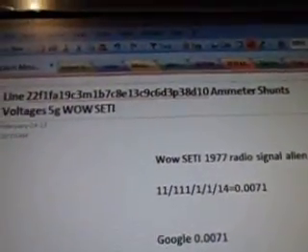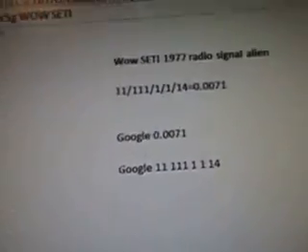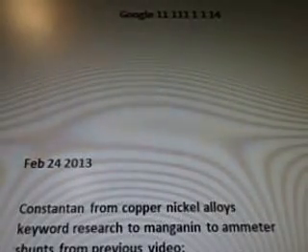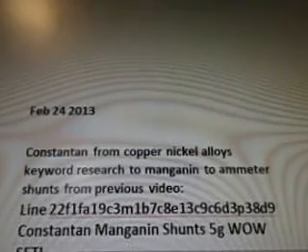Ammeter shunts, voltages, 5G, Wow! Seti. Here's our alien radio signal. Ammeter shunts from Constantan copper-nickel alloys and voltage. Keyword research for a UFO spaceship from the wild data. Next keyword will be cupronickel nanowires.